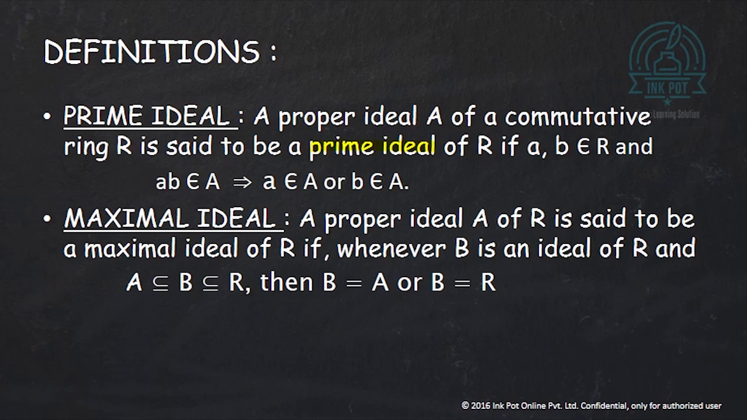Now, a maximal ideal: a proper ideal A of a ring R is said to be a maximal ideal if whenever B is an ideal of R and A is contained in B is contained in R, then B equals A or B equals R. So this means that if A is a maximal ideal of the ring, then there cannot exist any other ideal that is contained between A and R.